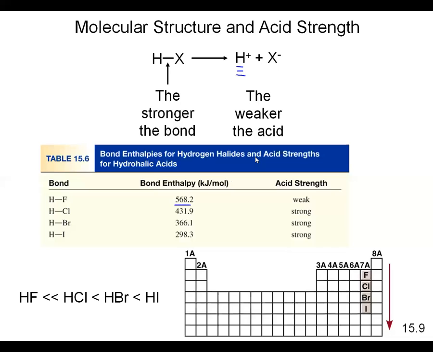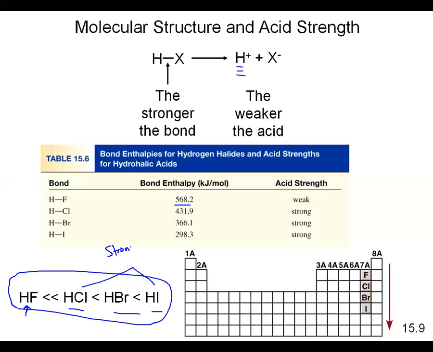All right, so again, in our order, HF is much weaker than HCl, HBr, and HI. These are considered strong acids, while this one is considered a weak acid because of that bond energy.